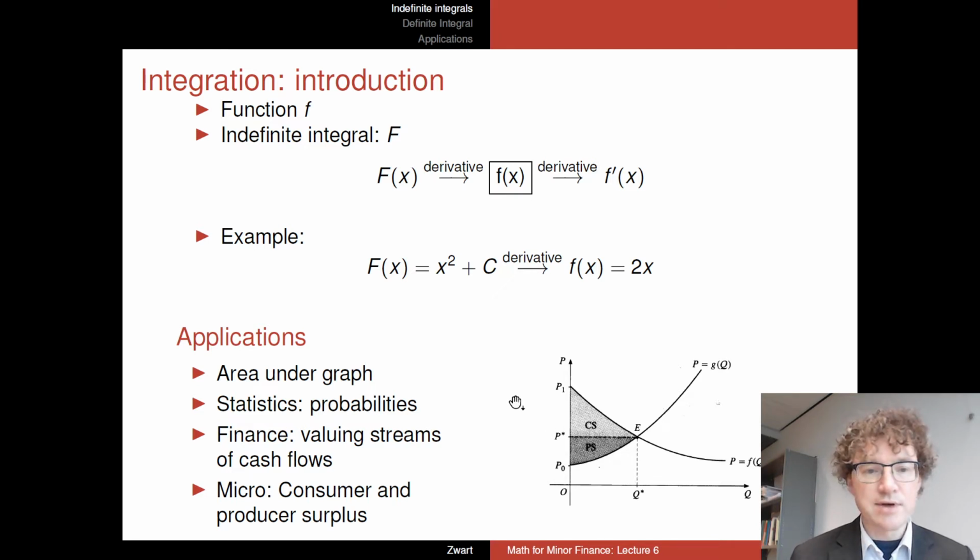So again, areas are computed using integrals. So for computing surplus, consumer surplus, producer surplus, we are again going to use integrals, integration.